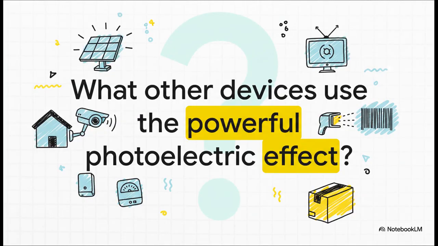And there you have it, the photodiode. A really elegant way to turn light into an electrical signal. Kind of makes you wonder, right? Now that you know how we can translate light into electricity, what other amazing technologies out there are using the same powerful effect, maybe in ways we don't even realize? That's something to think about.